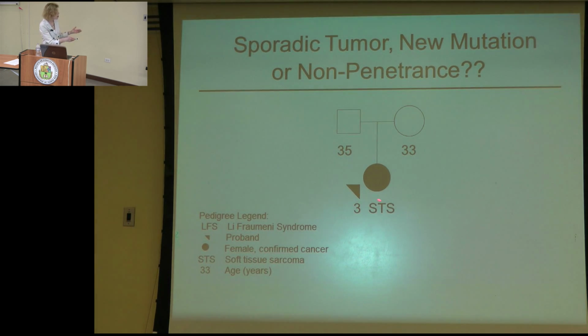And of course, if you took all the 3-year-olds with a soft tissue sarcoma, the majority are going to be sporadic. Most are not p53 or any other known mutation. But if you ask then whether it's a new mutation or non-penetrance, at least in our data, it's more often non-penetrance. It can be the male, it can be the father or the mother, but in most cases, it's actually non-penetrance.